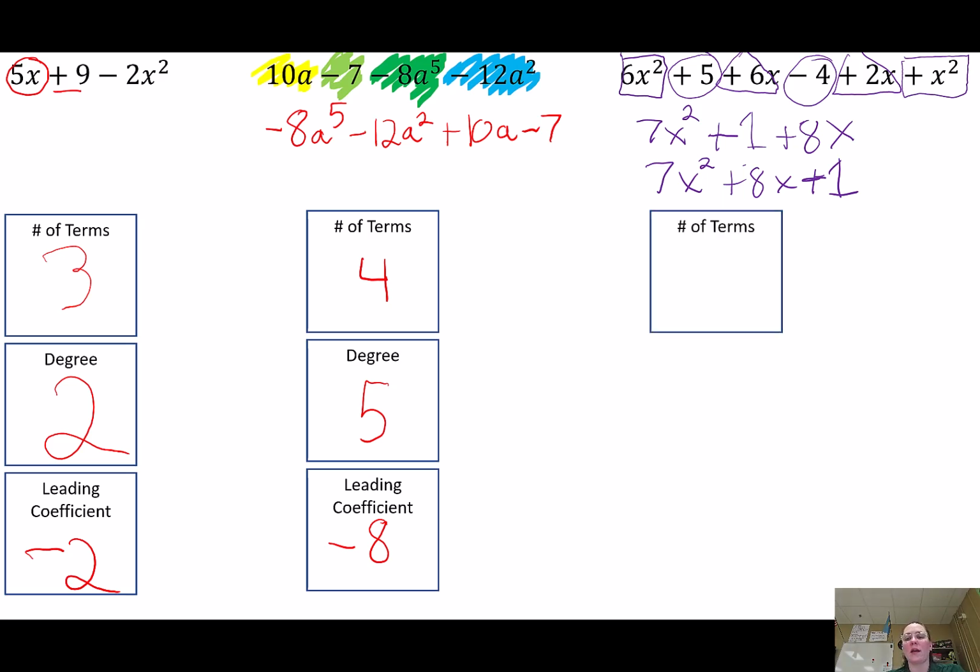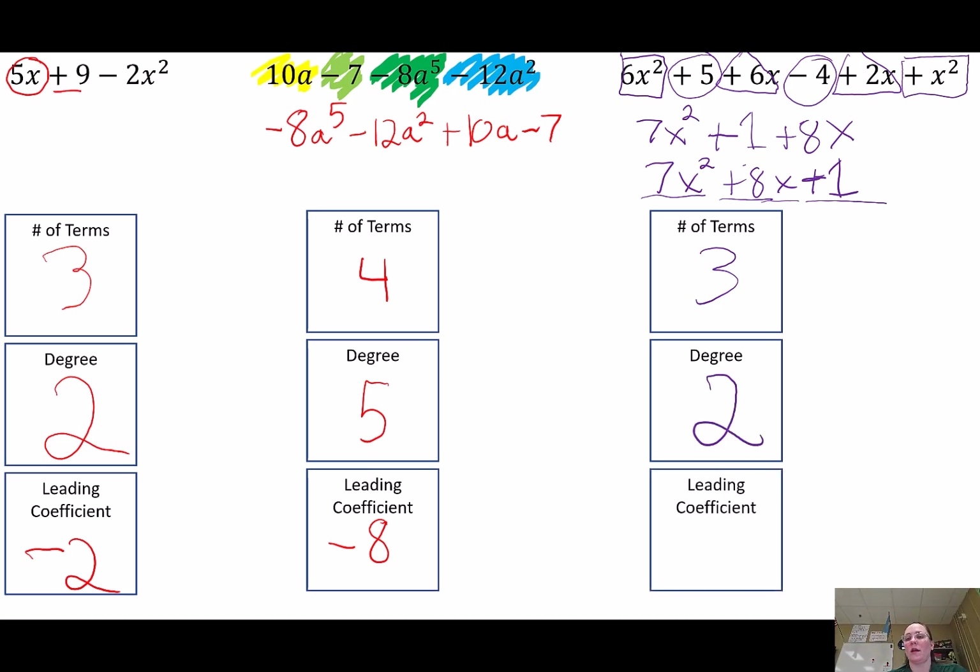So from here, how many terms do I have? I have 1, 2, and 3. So I have 3 terms here. What is my degree? What's the largest exponent? 2. And our leading coefficient on this one was 7. All right, so that's just writing it in standard form and picking out how many terms we have and our degree, which the number of terms and the degree will play a big part in our next section.